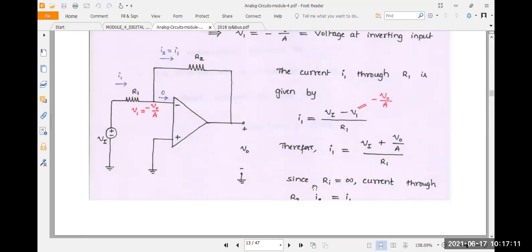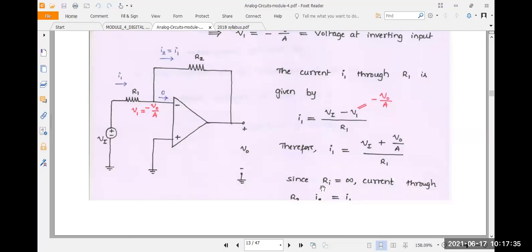So Ri is what here? Infinity. Okay, if you design any op amp or any amplifier, you have to maintain higher input resistance, right? You want to maintain higher input impedance, higher input resistance. That's why Ri is infinity.